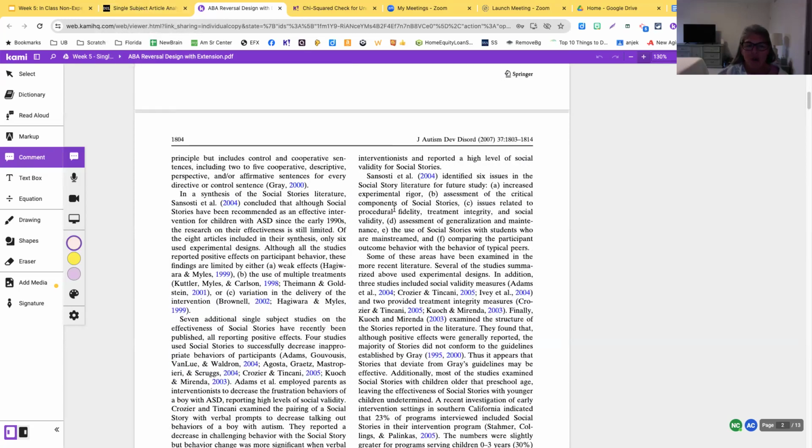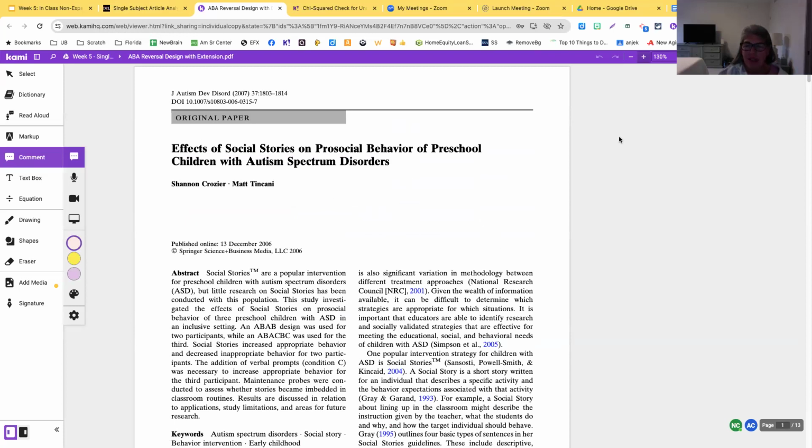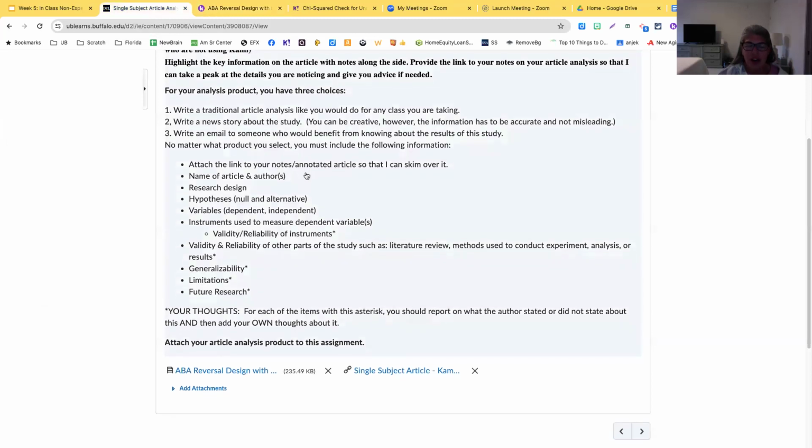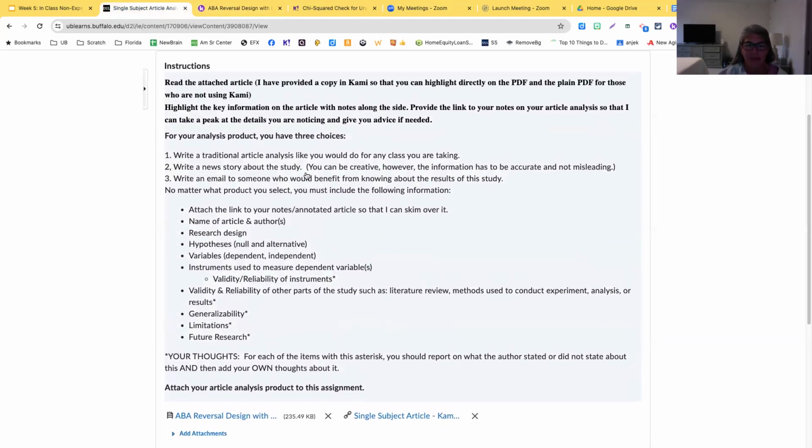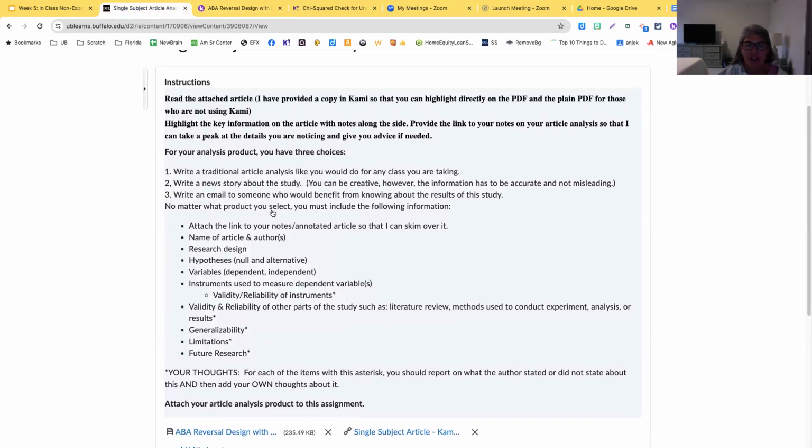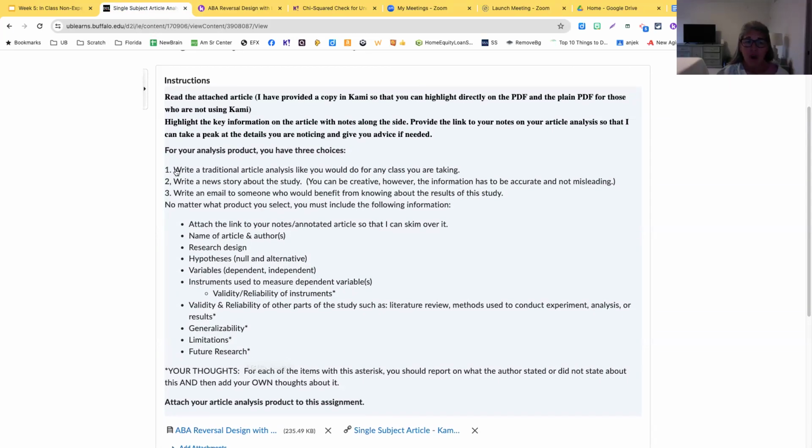So what you're going to do is go through, read the study, highlight what you think is important, put notes along the side, and then I want you to write. You have a choice of 3 things here. You can either write a traditional article analysis, including all these things, include the link to your notes, name of the article, research design, all the things like you did last week. Or if you want to, you could write a news story about the study. I want you to be creative. However, you still have to include all of this information in your news story somehow. So you really have to be creative with it, okay?